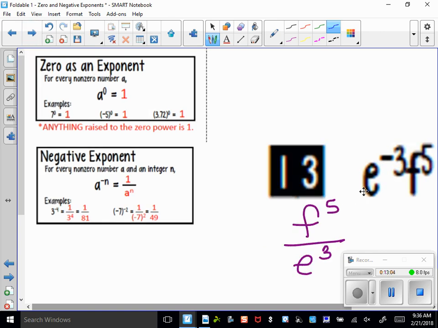Okay, so see how I did this problem? I left the f to the 5th where it is, because why? Why did I leave this here? Because it's positive, right? If it's positive, leave it alone. I'm going to take the e to the -3rd and put that into the denominator because I have to take the reciprocal to make that positive. So anything that's positive, guys, leave it where it is. And just make sure you understand that each number and letter has its own exponent.